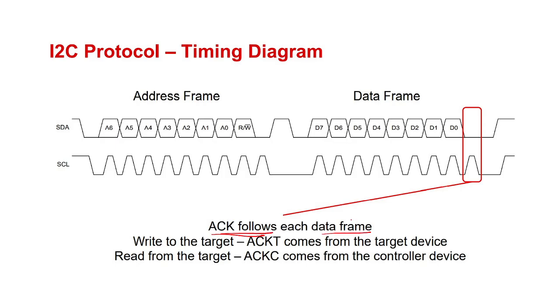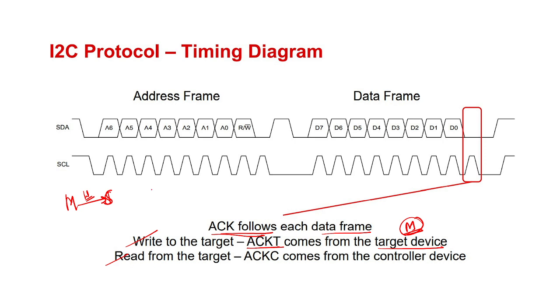Suppose the master is doing the write operation to the slave. After writing the data to the slave, the master should verify whether the data is received by the slave or not. So, write to the target. That means one more ACKT is there. Write to the target: which device does it come from? The target device, that is the master.